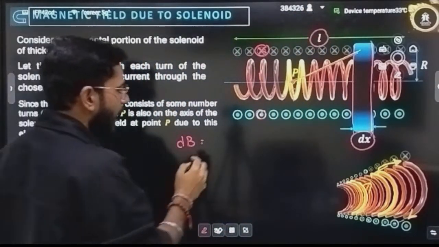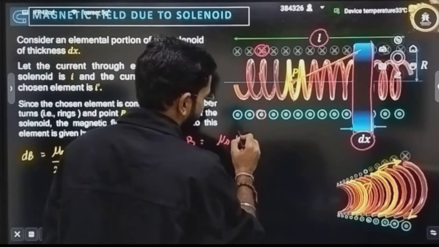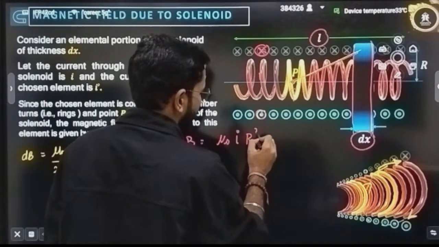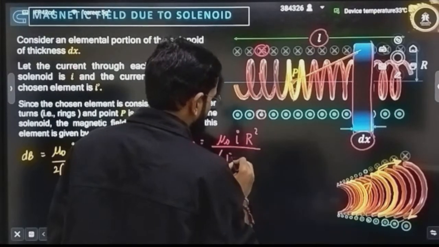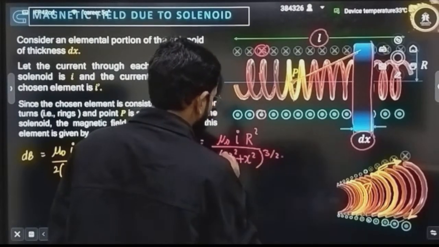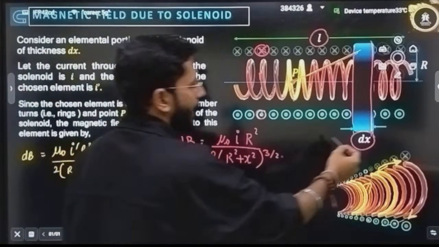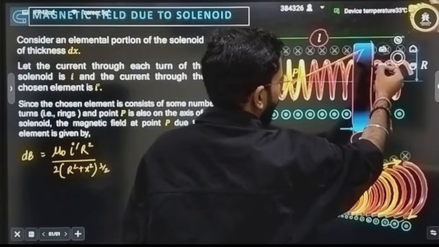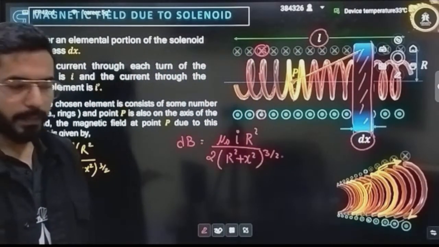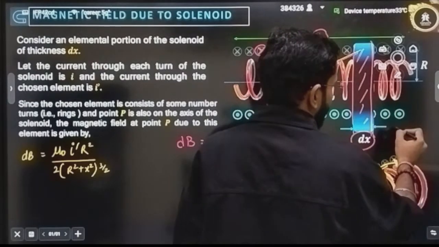I will be writing mu naught. What was the formula due to a circular loop? Mu naught I into r square, that is the radius square, divided by (r square plus x square) power of 3 by 2, and then there is a factor of 2. Correct now? But tell me, what will be the current flowing through this cut cross section? I have told you, if there are n number of loops, you multiply with n, and only with the current. But here, how many loops will be cut? Tell me, what is the number of loops?